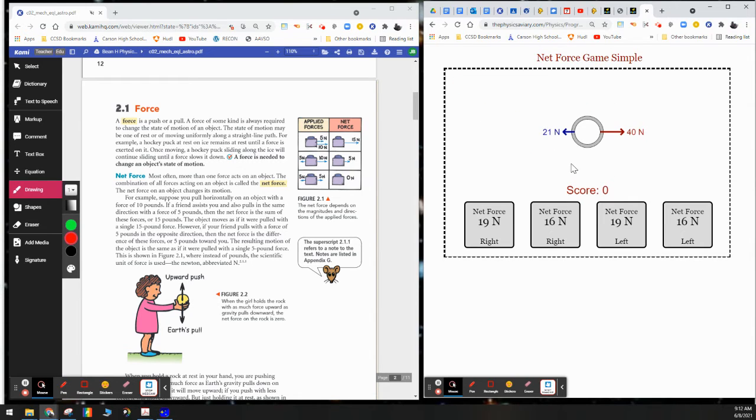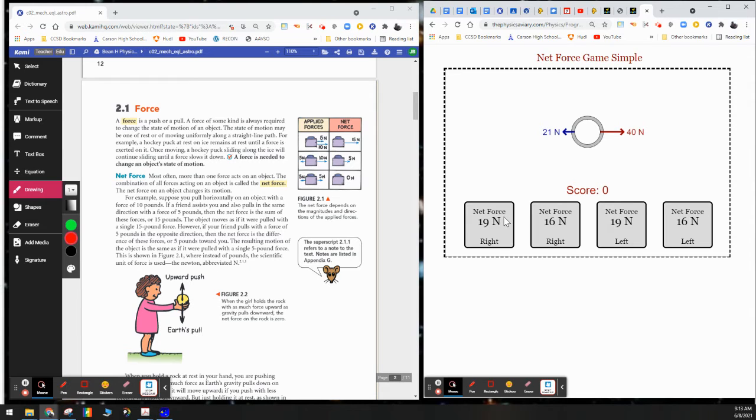All right, so take a look at this game here. Here we have a force of 40 newtons going to the right, and 21 going to the left. So what's the actual net force and direction? 40 minus 21 gives us 19, right? But is it to the left or to the right?